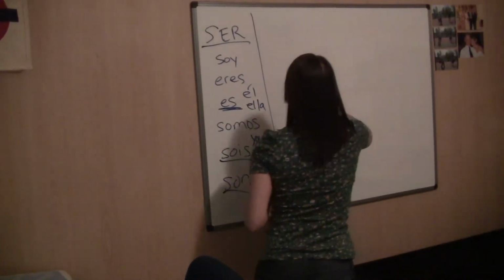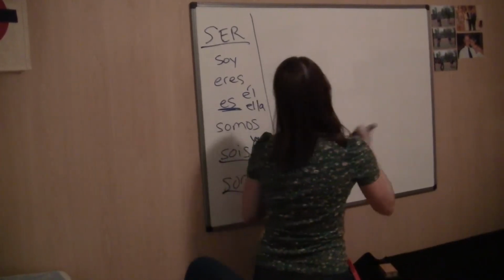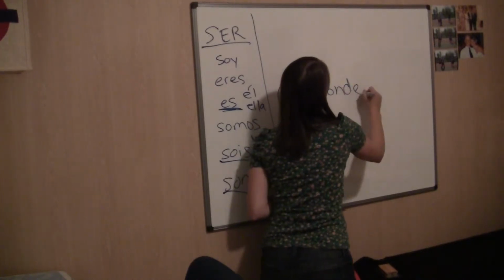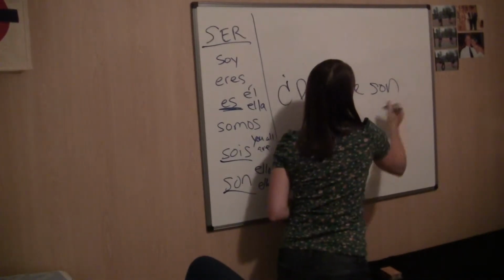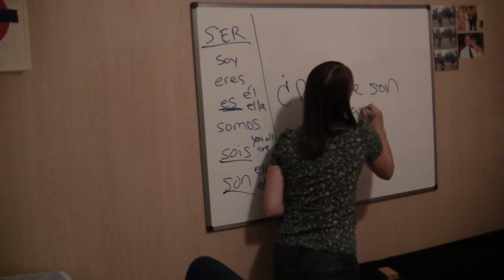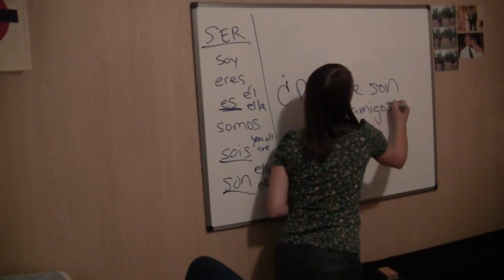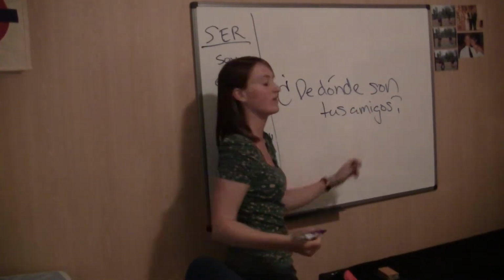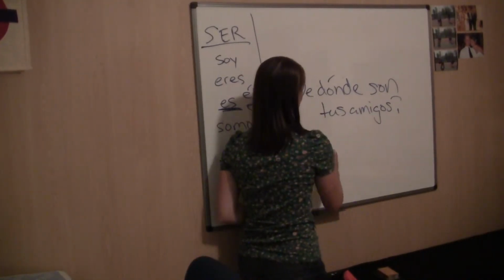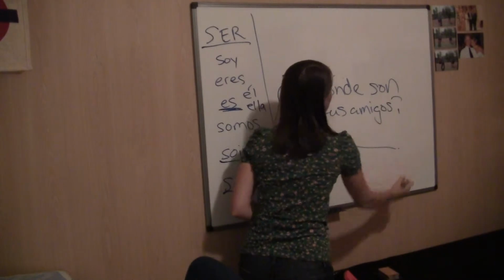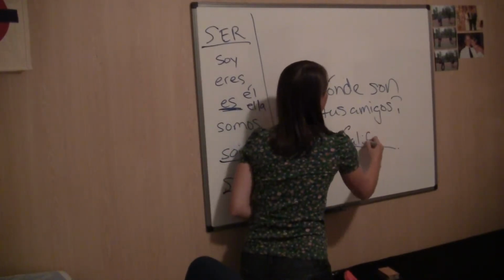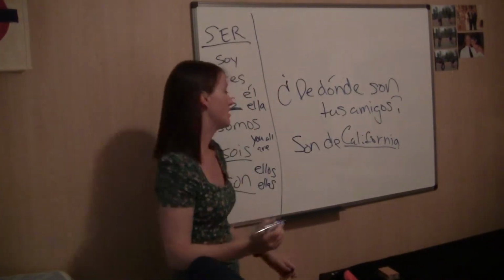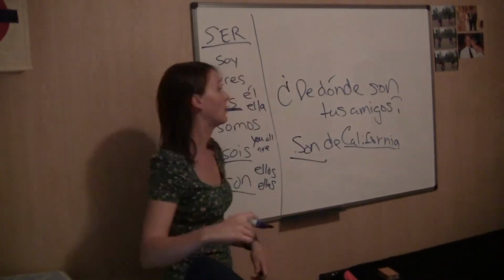Somebody might ask, ¿de dónde son tus amigos? Of where are your friends? Where are your friends from? Son de California. Okay? Whenever we're answering where someone's from, we put the verb, depending on which one it is.